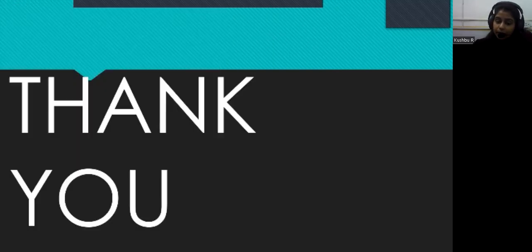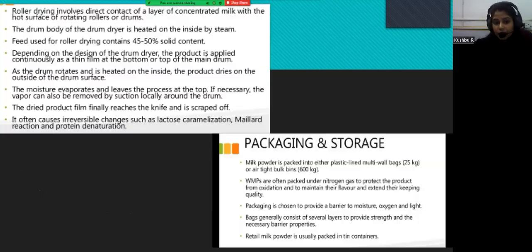So these are the three important methodologies that we have learned in today's class, which include pasteurization, sterilization, and dehydration, where the dehydration directly correlates to the dried powdered milk. So these are the three effectively used methodologies in the industries to process milk and preserve milk.